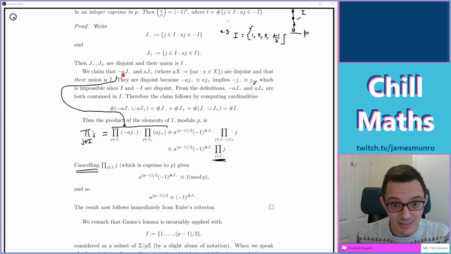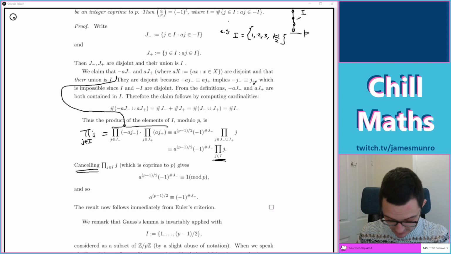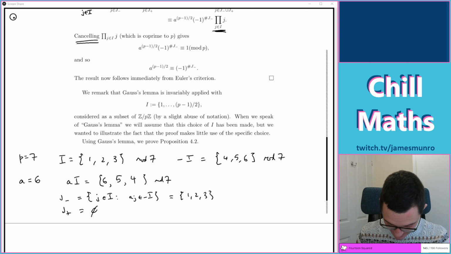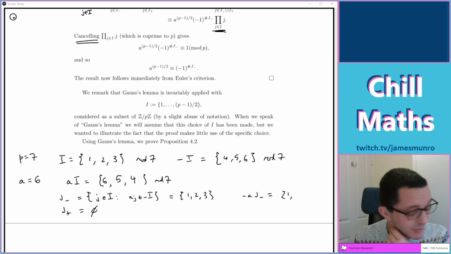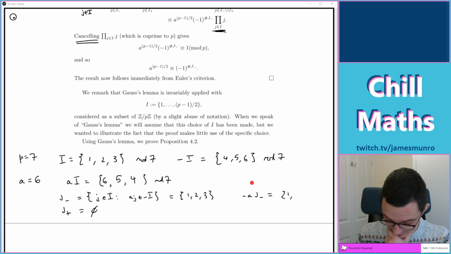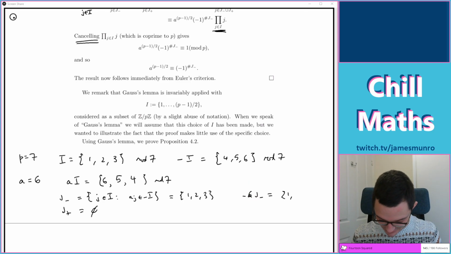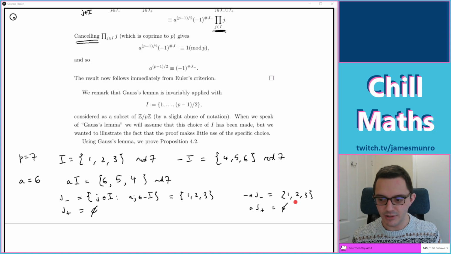Right, so there's these new things we're calculating: minus AJ minus and AJ plus. Minus AJ minus is minus 6 times these things. Minus 6 is, annoyingly, equivalent to 1 mod 7. Because for us, this is minus 6J, minus AJ minus. So I think that's equal to I. And then AJ plus is the empty set. So these things do have the union I.